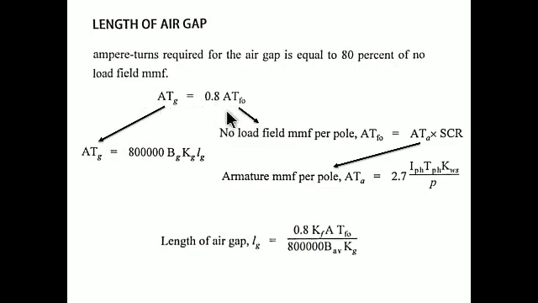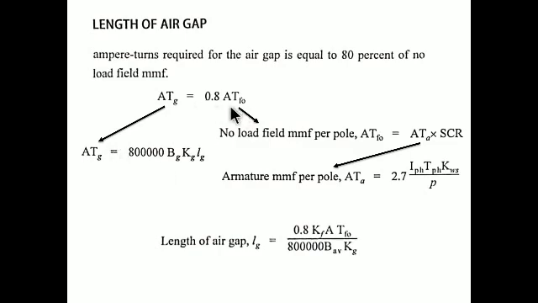This is the formula for finding the LG value. So ATG is equal to 0.8 of ATF naught, where ATF naught is the no load field MMF. Now we are going to substitute all the formulas in this equation. First, on the LHS, ATG is the general MMF equation. We already solved this equation in the very first unit. It is 800,000 of BG, KG and LG.